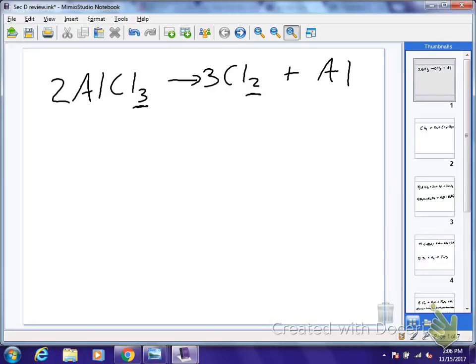Then all we have to do is balance out the aluminums. So when you do that, you'd have to do 2 drawings of aluminum chloride, trichloride. So you got 3 of these. And that's what you would draw to get all the points.